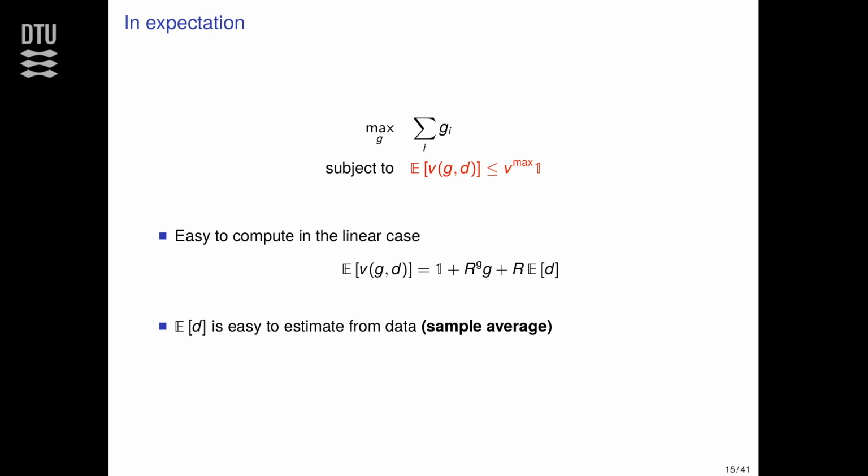Another good thing about this one is that the expected value of D is very easy to estimate. You don't need to do distributionally robust things to compute the expectation of samples, right? You have all the demand in the last 2 years. From your smart meters, you take the expectations and you put it in your cost function, in your constraints.